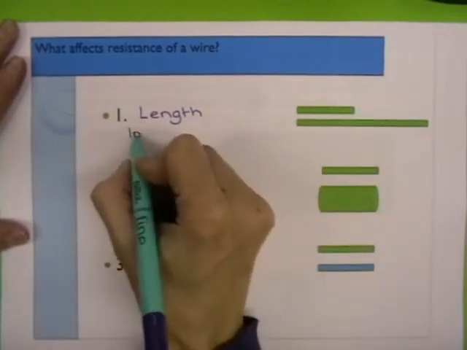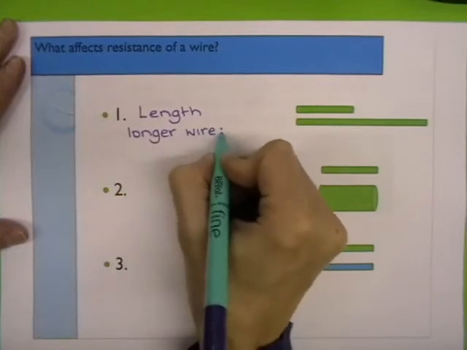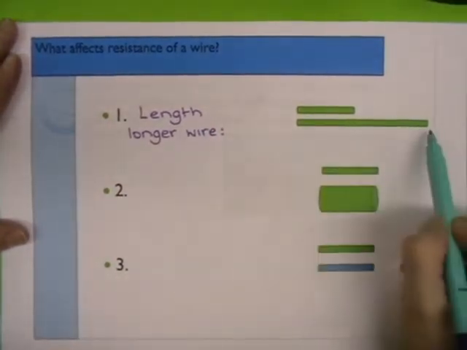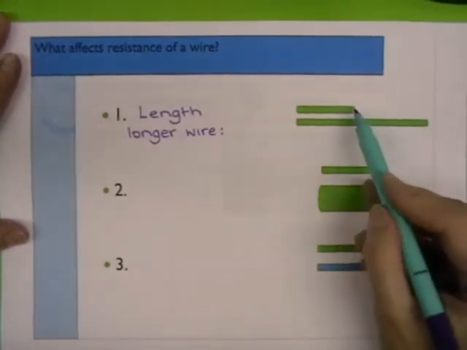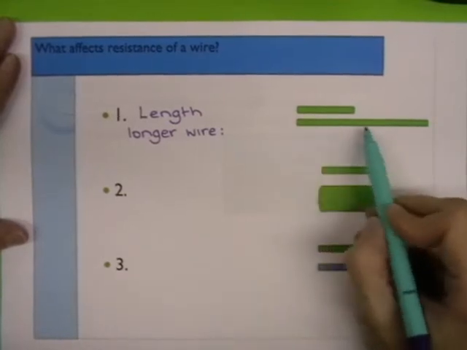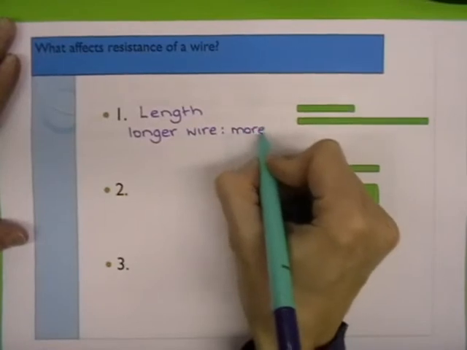So the longer the wire, you can imagine that it's that much more difficult for the electrons to get through a longer wire. If you imagine yourself running a 1 kilometre race and a 10k race, it's going to be that much more difficult to run a 10k race. So the longer the wire, the more resistance.